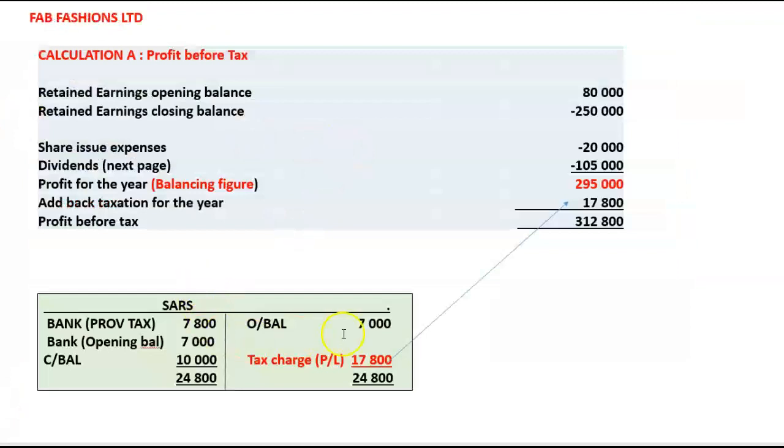An opening balance of 7,000, a closing balance of 10,000. They said that they've paid that 7,000, which was outstanding at the beginning of the year. They also told you that they made provisional tax payments of 7,800. So if I balance this account now, it will give me my tax expense for the year in the income statement of 17,800.